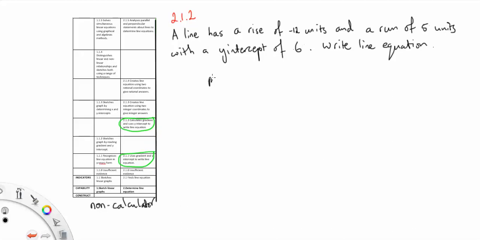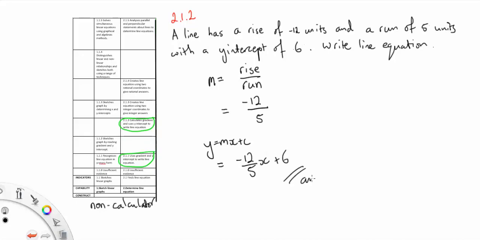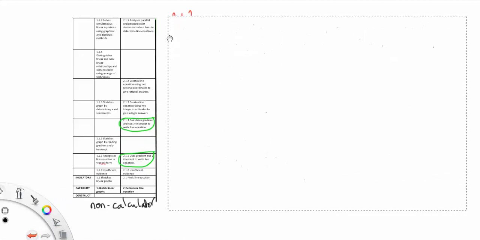Let's have a go. So m is the rise over the run, which equals, well, we have a rise of -12 over a run of 5 units, and we can't simplify that fraction any further, so that's our gradient. Let's write our line equation, which is y equals mx plus c. Now we can sub in our gradient, which is -12 on 5x, and we can add 6, which is our y-intercept. There we are. Let's do one more.